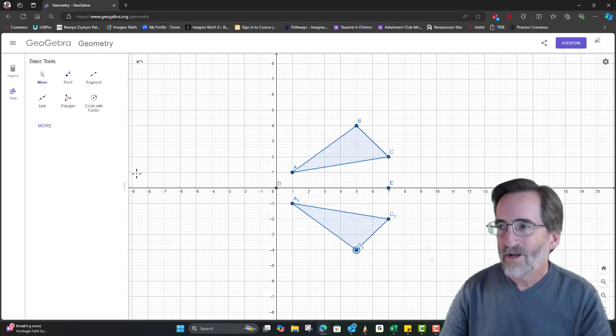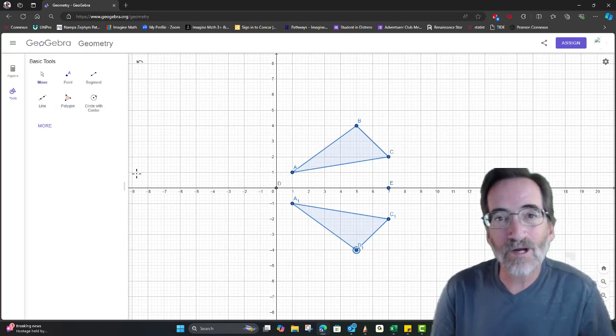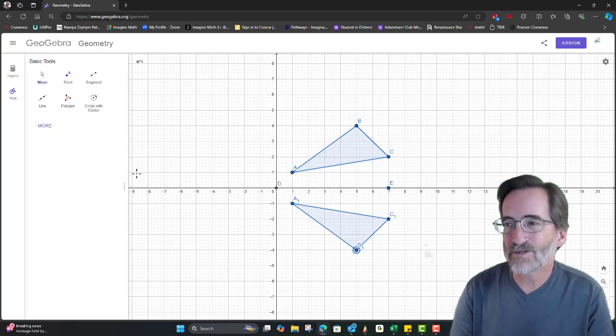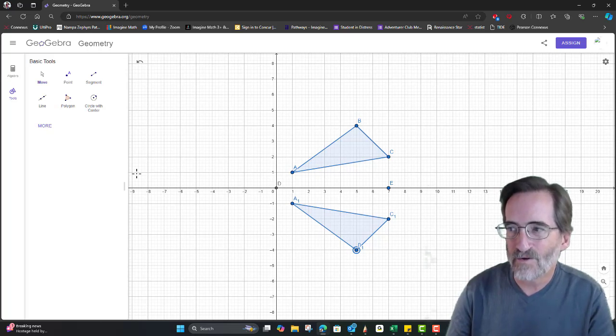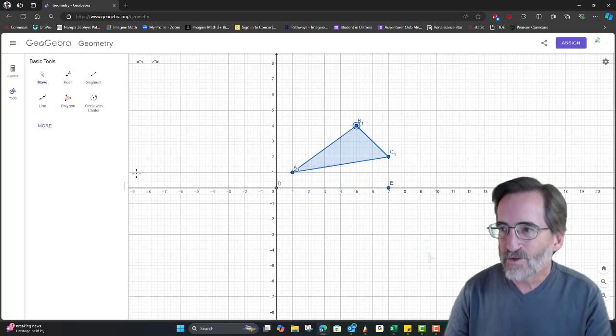Okay? And probably the most common place you're going to see this is looking in a mirror. That's why it's called a reflection. You may see this in the reflection of a mountain on a lake, on a surface of water. That's a reflection. Okay. We can also rotate or spin.